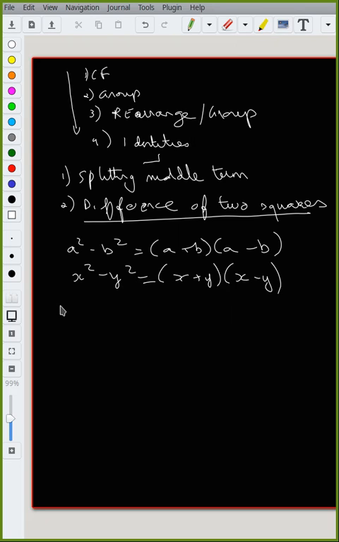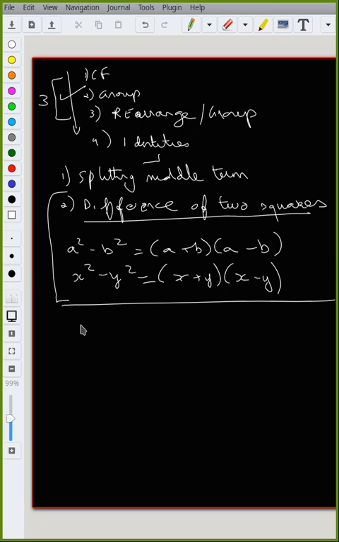Quickly copy this down, this next method that we're doing. So what we're going to do is basically whenever we spot something after doing these three steps, this is the first thing we do always. We then try to see whether we can do difference of two squares or not.